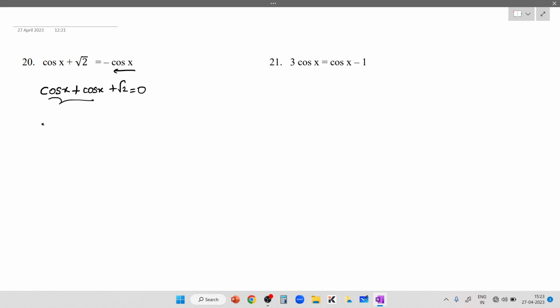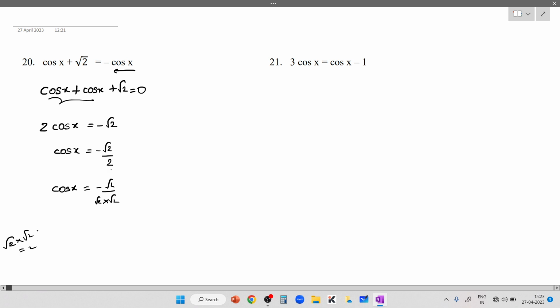So that will become 2 cos x is equal to minus root 2, and cos x is equal to minus root 2 over 2. And I can write this 2 as root 2 times root 2, because root 2 times root 2 is nothing but 2, because it will become root 2 square, and square and root get cancelled. So one root 2 and one root 2 get cancelled. That means cos x is equal to minus 1 by root 2, and cos x is equal to minus cos 45.